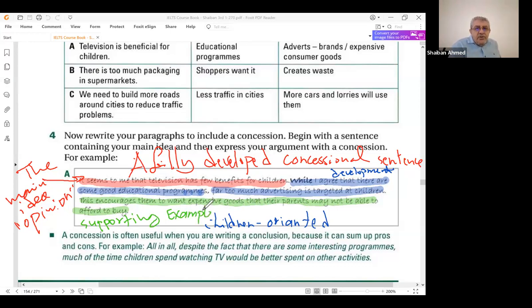Okay. So number one, main idea. Number two, development, explanation. Three, examples. What do you mean by too much advertising is targeting them? Yes, as a result, children would want things, watch things, expensive things their parents might not be able to buy them. Or they want maybe things which are even dangerous.